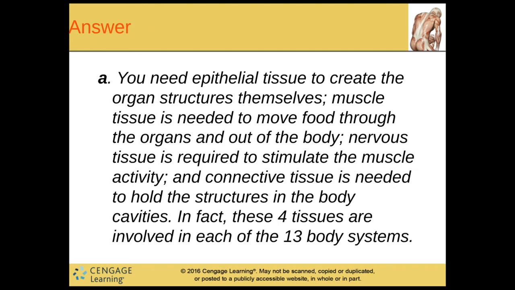Good. So you need epithelial tissue to create the organ structures themselves. The muscle tissue is needed to move things through the organs and out of the body. The nervous tissue is required to stimulate the muscle activity, and the connective tissue is needed to hold the structures in the body cavities. So you do need all 4 of those, and they're all 4 actually involved in each of the 13 body systems. Good job.